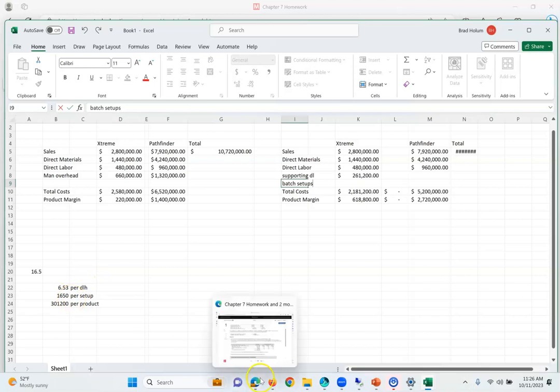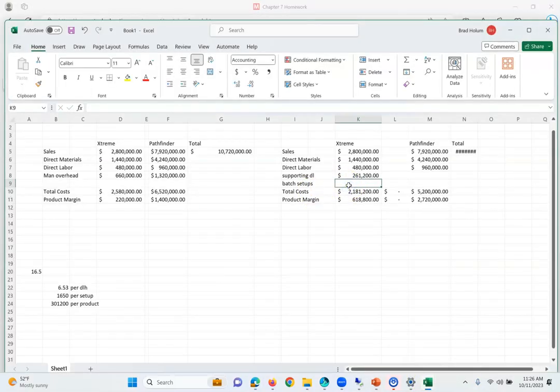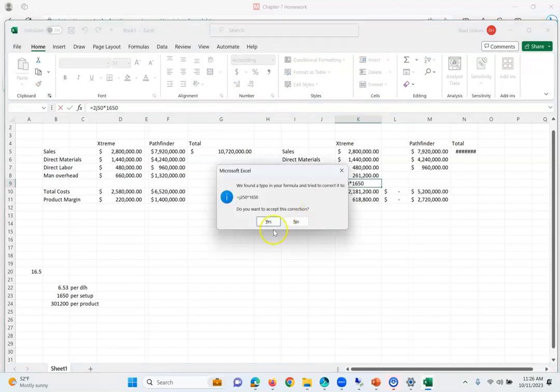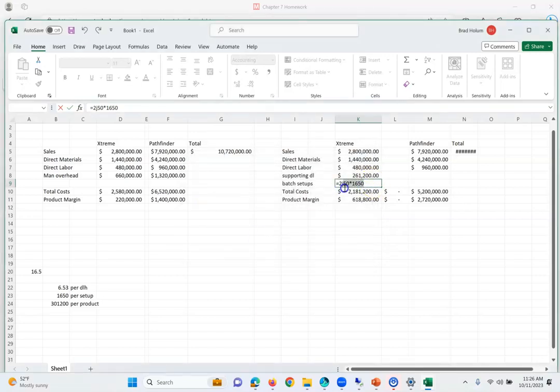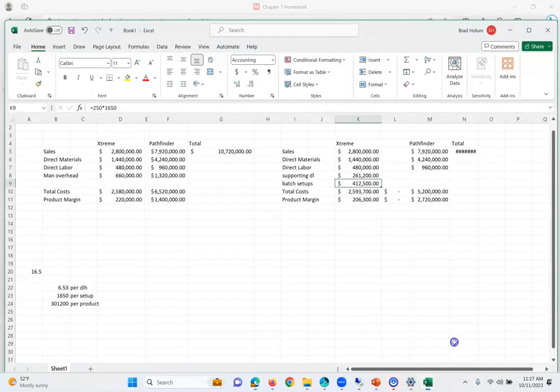Then we've got batch setups. Batch setup is 1650 per setup, and we've got 200 setups, right? 250 setups times 1650 should give us the 412. I think I'm doing something wrong here. Batch setups, 200 setups, right? I had 250. 200 times 1650 should be our 330. Then our product sustaining is 301,200. Here, let me move these.